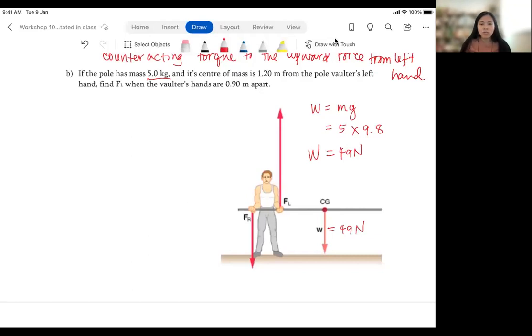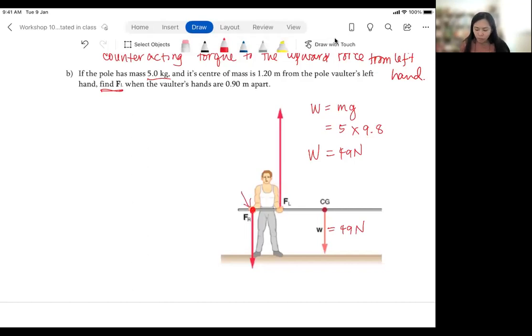Next is to choose your pivot point. Okay. We want to find FL. Where do you think we should put the pivot point? A sensible choice would be to put the pivot point at FR because we know weight. We can solve that from the mass. We don't know FR and FL. And so to eliminate one of these unknown forces, we put the pivot point there.